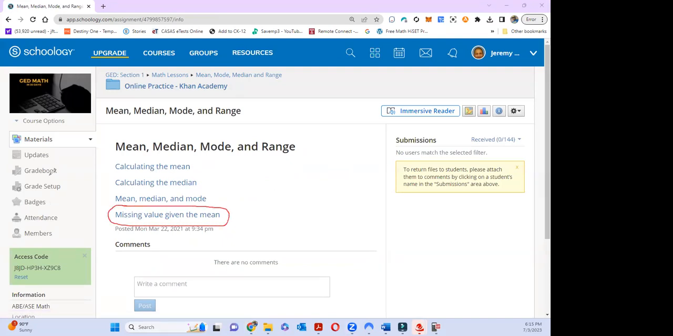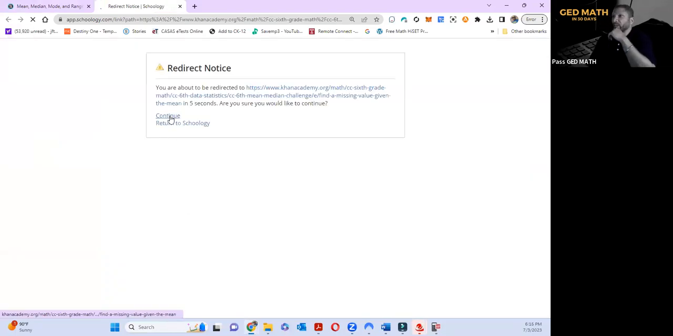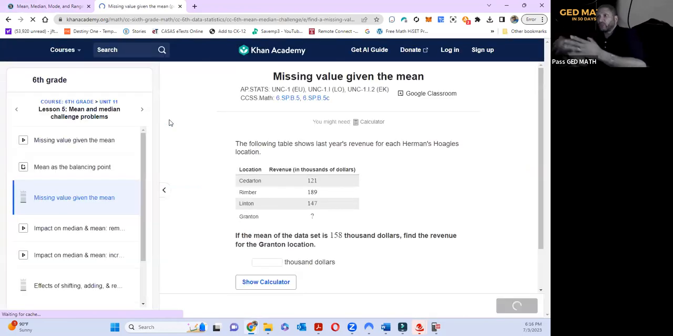Missing value given the mean. So they give it to you in word problems. They give it to you with charts. They give it to you in graphs. So again, the practice. If I wanted to practice here, I would click on here. Continue. And it would take me to more practice. This is why I put CK12 and Khan Academy on in Schoology. So you can practice all you want.